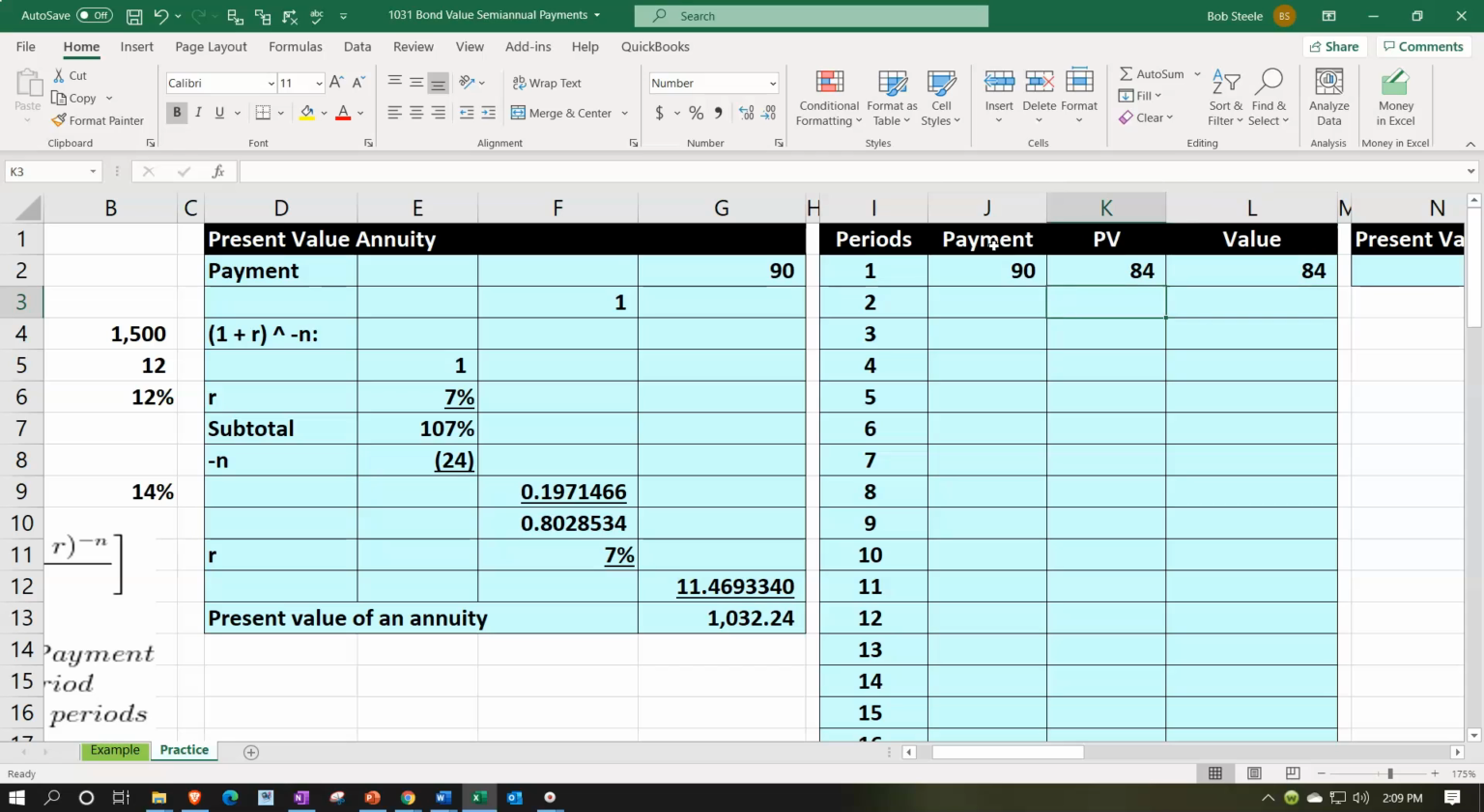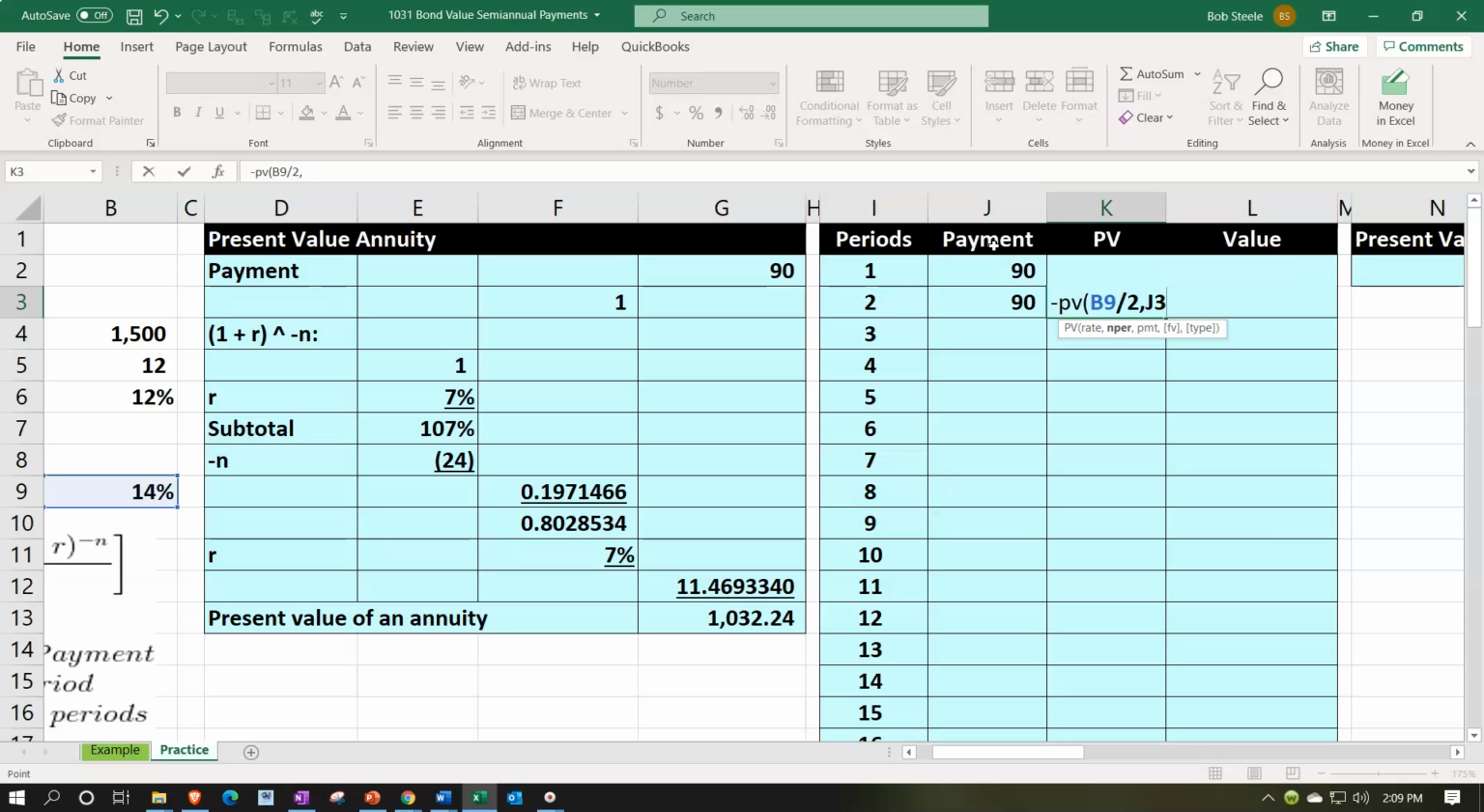So 84, let's do it again. Payment will remain the same. Present value of period 2 or payment 2, which would be 1 year out, or the second 6-month payment. Present value, shift 9. Rate would be, let's pick up the 14% divided by 2 to emphasize that. That's that 7%. Number of periods, 2 now, which represents 1 year, 2 periods out, 6-month periods, comma, comma.